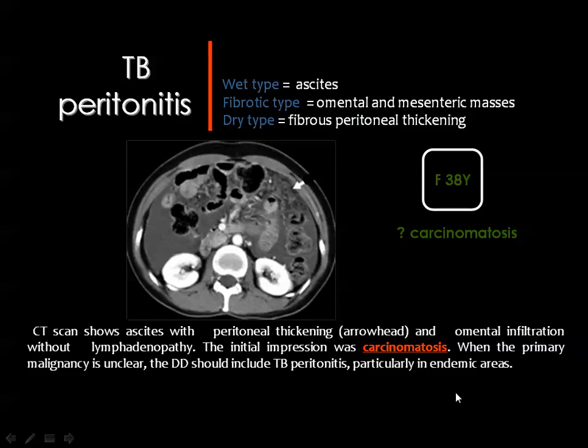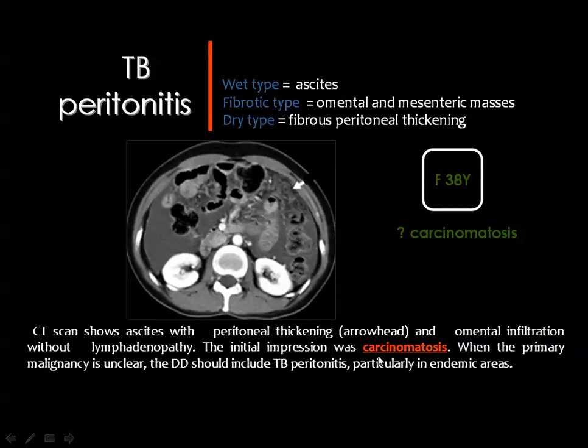Then one of the causes of peritonitis is granulomatous infection, commonly in our countries, like TB peritonitis, and we have three types of TB peritonitis. The wet type appears in the imaging as just accumulation of fluid within the peritoneal cavity. The fibrotic type will show some omental and mesenteric masses which are difficult to differentiate from metastatic disease, for example, which is more common. Then the dry type will result in fibrous peritoneal thickening and contractions.